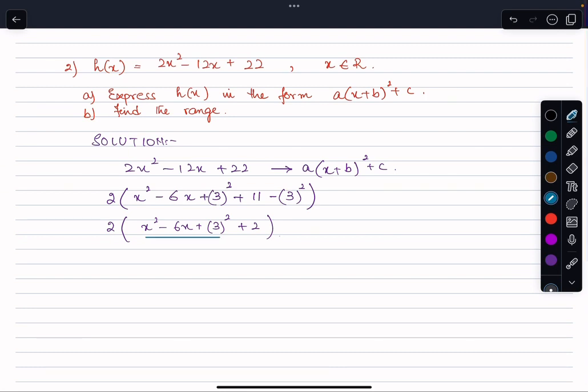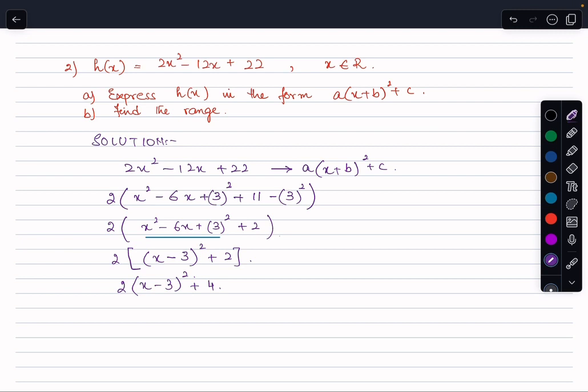Now the first three terms here shall be represented as the algebraic identity, for which I'll say this is x minus, because the coefficient of x is negative, x minus 3 the whole square and a plus 2. Therefore, I can say that this function is 2 bracket x minus 3 the whole square, and 2 times 2, the constant, would give me a 4 here. So this is how I can express it in the form a bracket x plus b the whole square plus c.